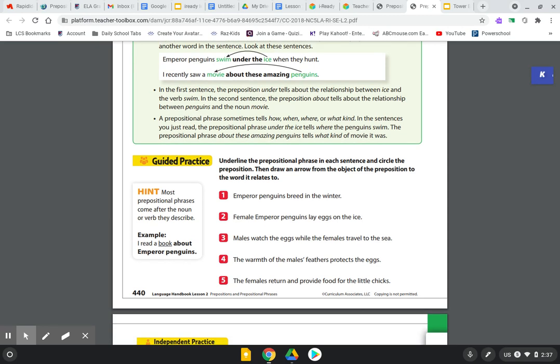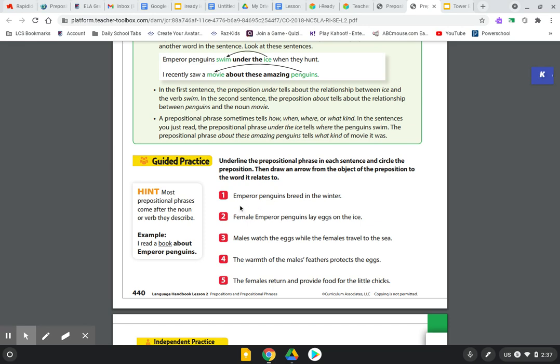Under the guided practice, I'm going to go through this with you and then tell you what I want you to put on your recording sheet. Underline the prepositional phrase in each sentence and circle the preposition. Then draw an arrow from the object of the preposition to the word it relates to. You're not really able to do all the drawing portion, so I'm going to show you how to do that and then tell you exactly, again, what to put on your recording sheet or in your notebook.